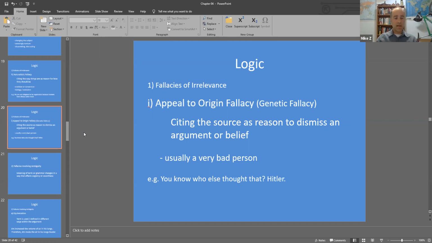And usually what's going on is that it's a bad person, some individual or some group that we really dislike. And then somebody presents an idea, and let's say, for example, it was something that Hitler had talked about in the 1930s, and somebody presents a belief or an argument, and we say, oh, who else thought that? Hitler. And so therefore we should reject your ideas. It's like, well, just merely because Hitler thought of something, that in and of itself isn't reason for thinking it's a bad idea.